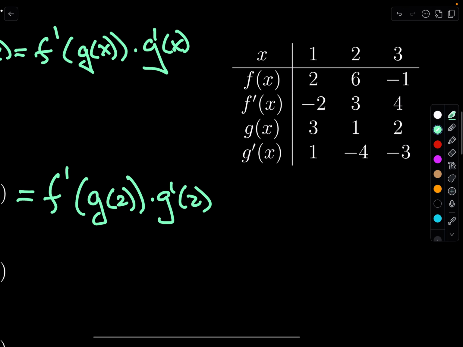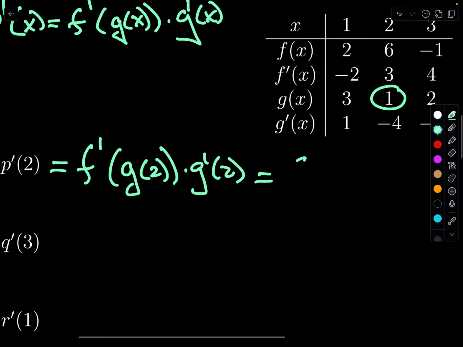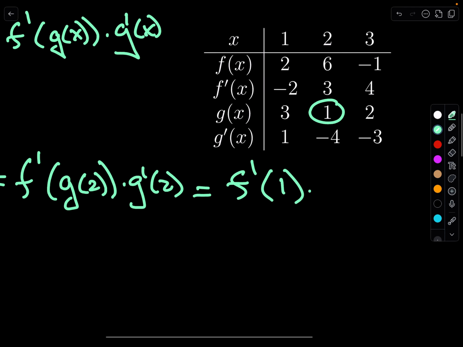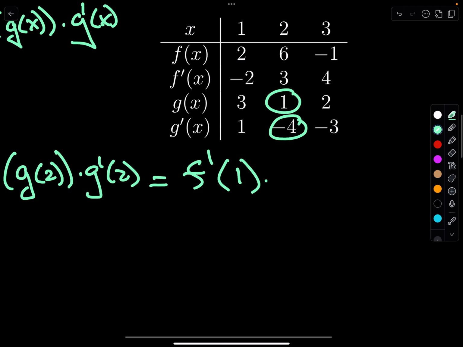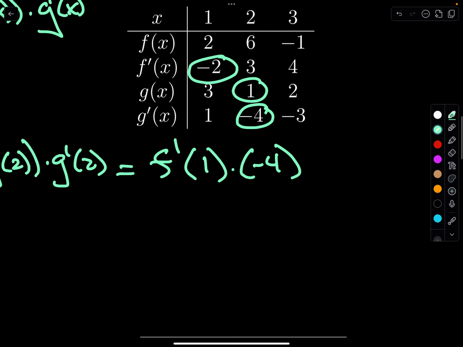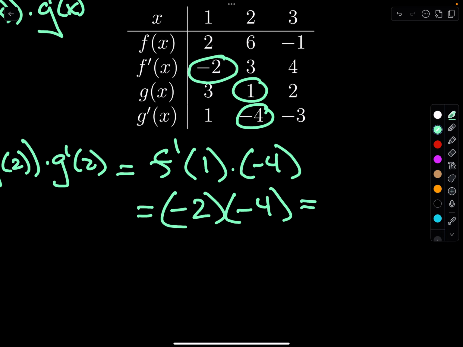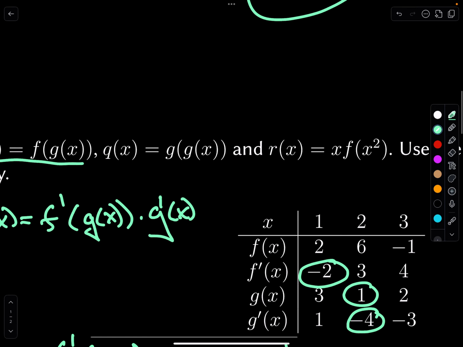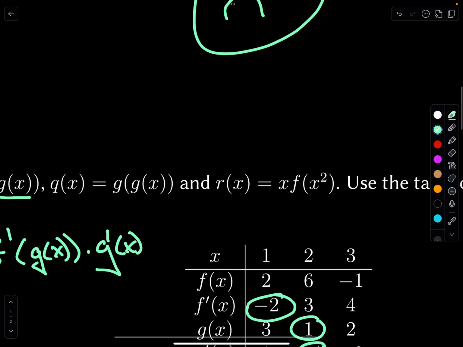And so let's see, do we have g of 2? G of 2 is 1, so this will be f prime at 1 times g prime of 2. G prime of 2 is negative 4. And now I just need to look up f prime of 1. F prime of 1 is negative 2, so that will equal negative 2 times negative 4, and we're all done with 8. All right, moving on, the next one was q prime of 3.